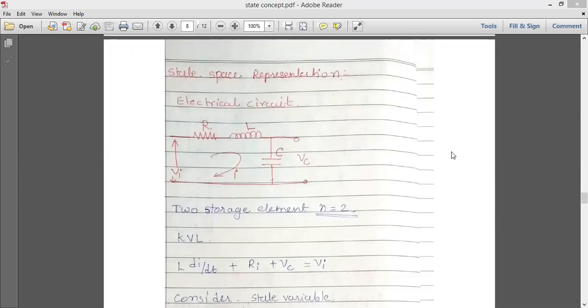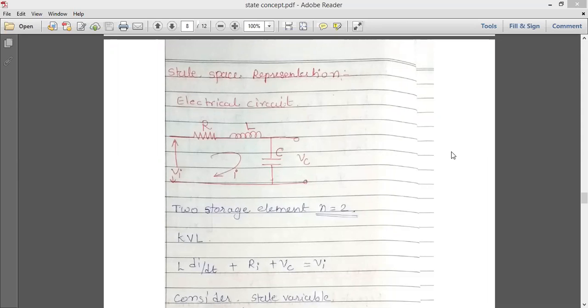Hello friends, today we study the state space representation for the physical variable. For the physical variable, firstly we assume an electrical circuit, that is an RLC circuit. This is the given example of an RLC circuit.